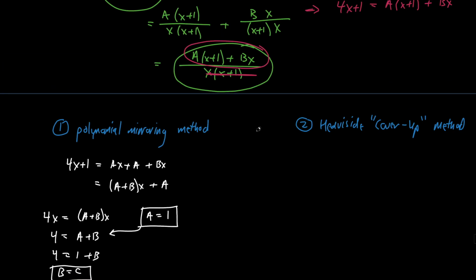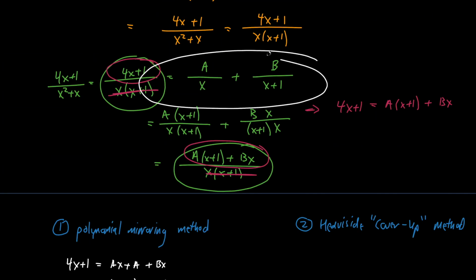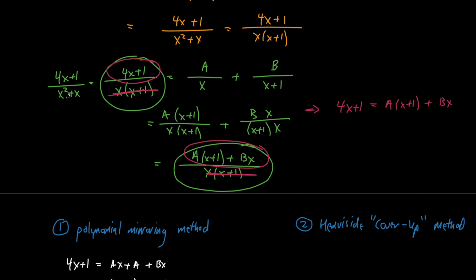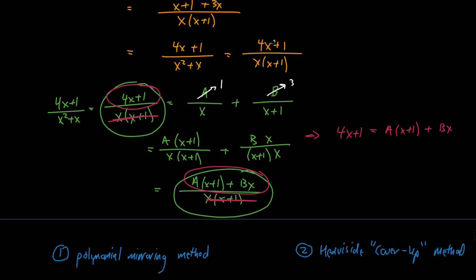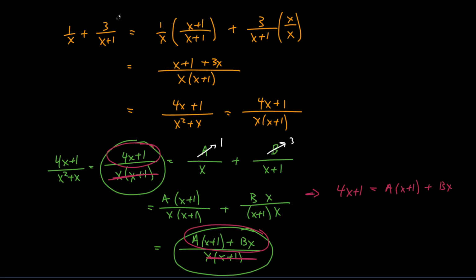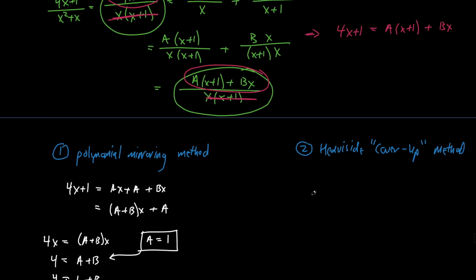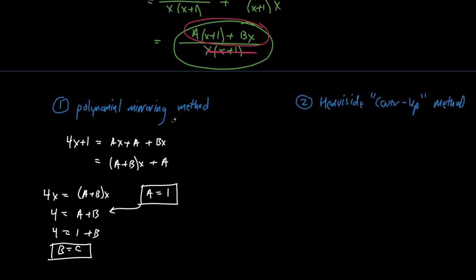If I brought that back up to my expression that I decomposed this in, that shows me that 4x plus 1 over x squared plus x is just equivalent to a, which is going to be 1 over x, and then b, which is going to be 3 over x plus 1. That is exactly what we anticipated, right? That was what we were hoping for way back up above here. So that is one way for us to solve our coefficients. We kind of mirror both sides, we make them look alike.